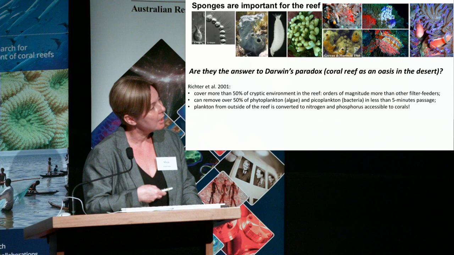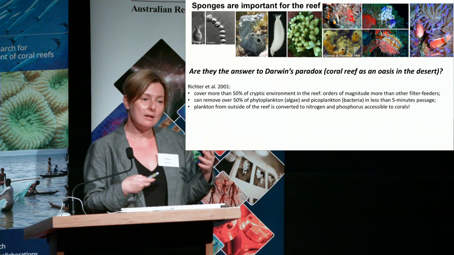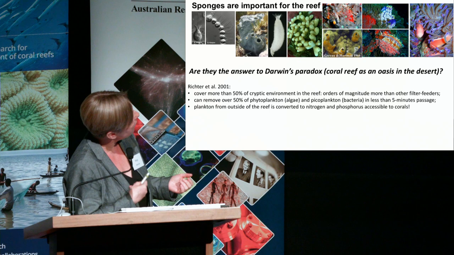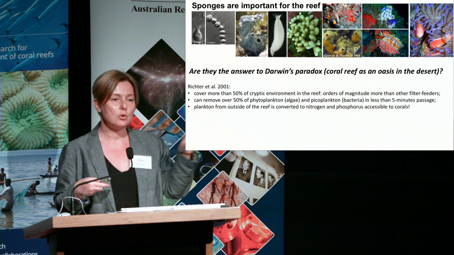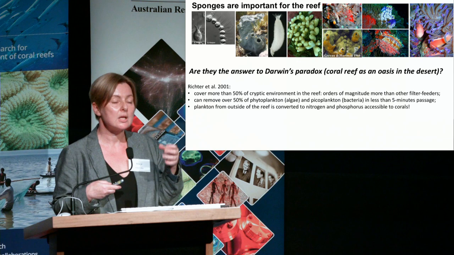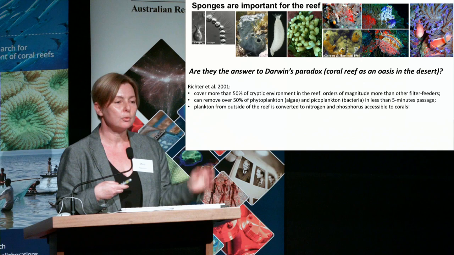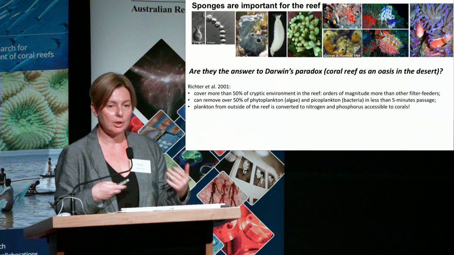I mean, I don't think there is anything as magnificent as sponges when it comes to filter units. And then what they also said in this paper is that anything that comes to the reef from outside of the reef habitat is immediately captured by sponges. And when it's captured by sponges, it's nitrified, denitrified, there is a lot of carbon, nitrogen, phosphorus, and so on, cycling, and this is transferring the nutrients to the reef.